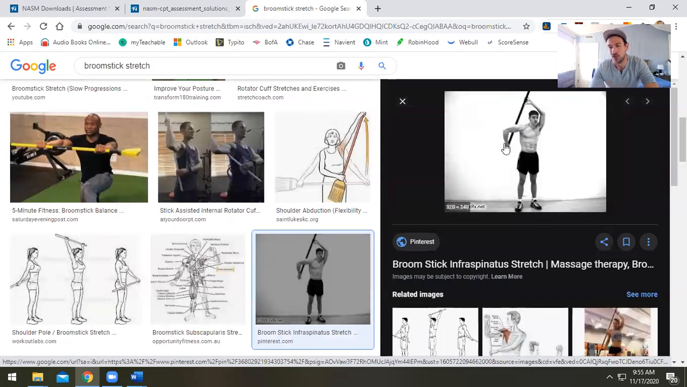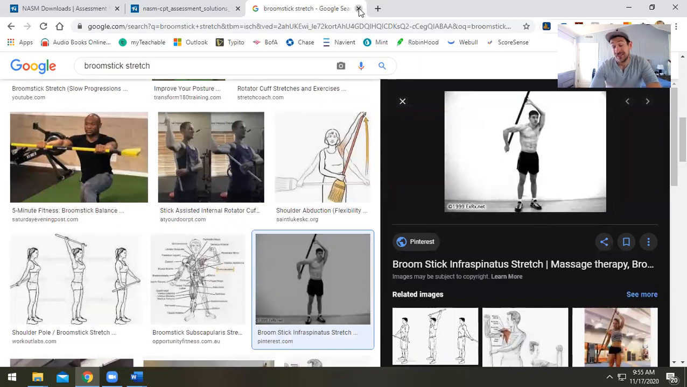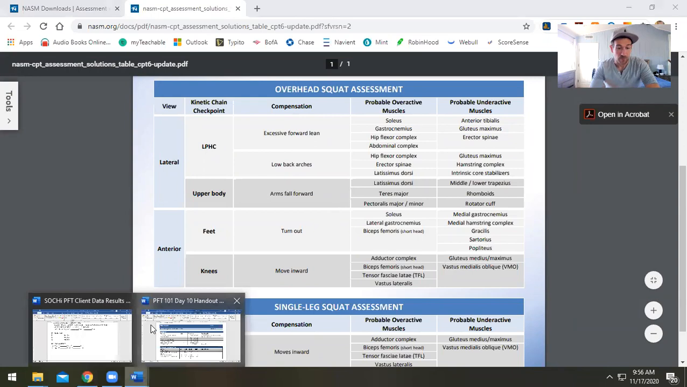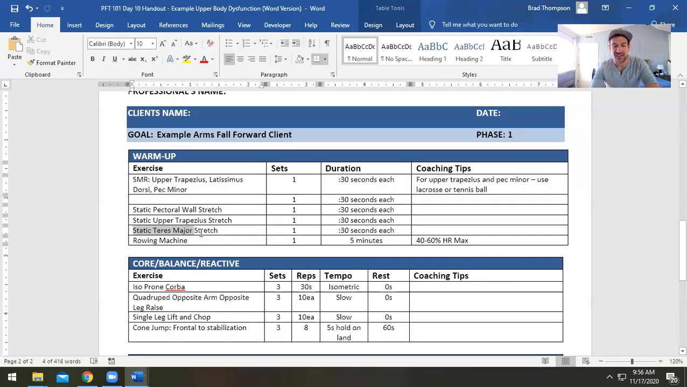Actually, don't do this version though. It's totally the opposite. This guy's doing where he's actually internally rotating. I mean, if you have an overactive external rotator, this isn't bad, but that is totally internal rotation. We do not need to get any better at that. That's the thing that we all spend too much time doing. So there's your static teres major stretch.